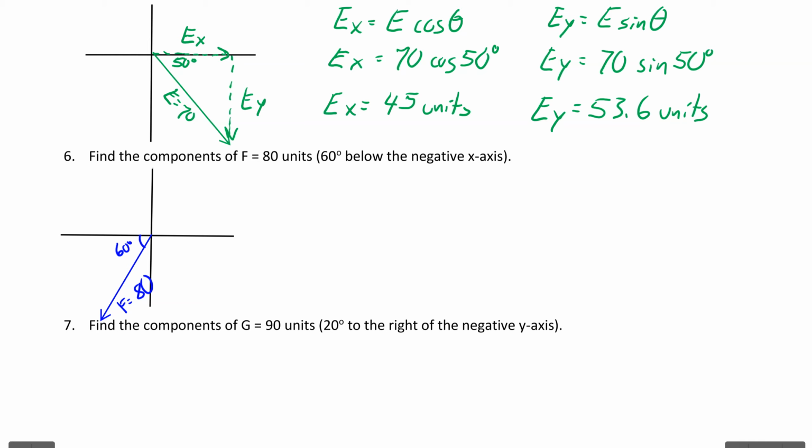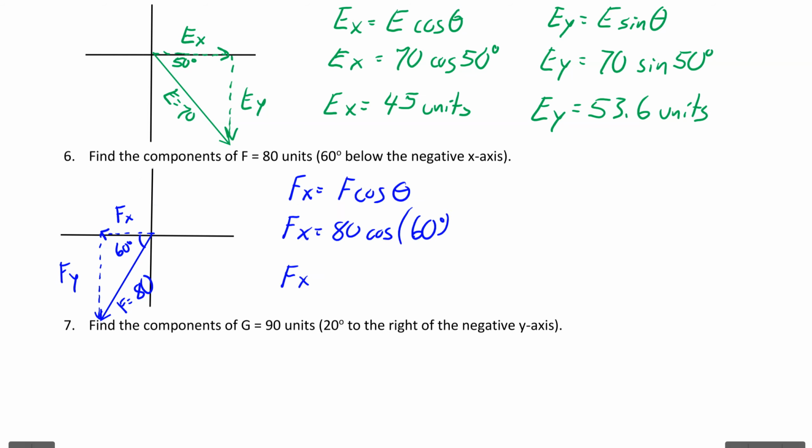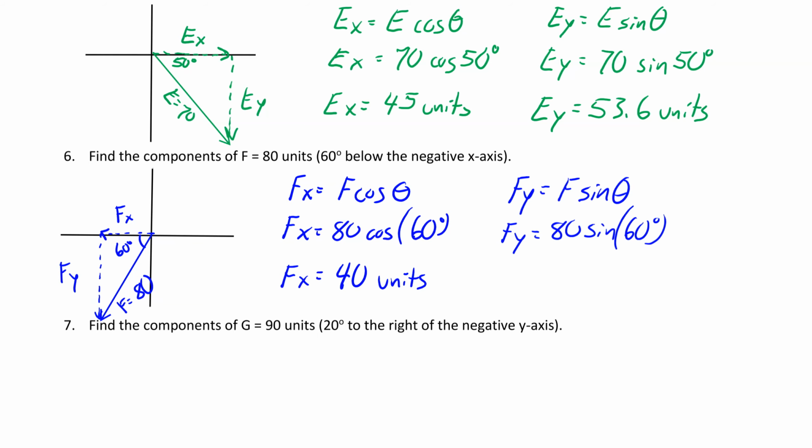So we'll draw the x component of F and the y component of F. Verify that Fx is adjacent to the angle, so we can use the shortcut, substitute, and solve. So Fx is equal to 40 units. Fy is opposite of the angle, so we can use that shortcut, substitute in our values, and Fy is equal to 69.3 units.